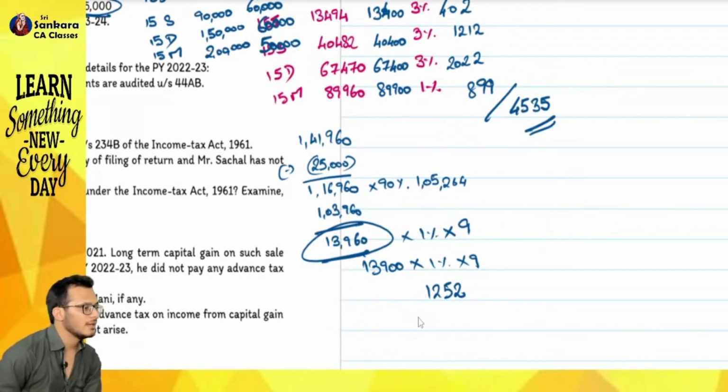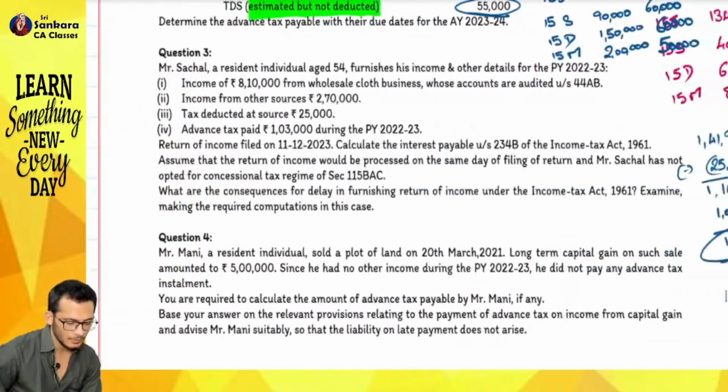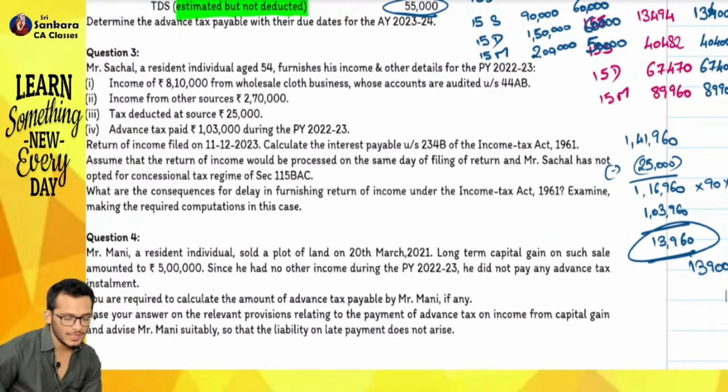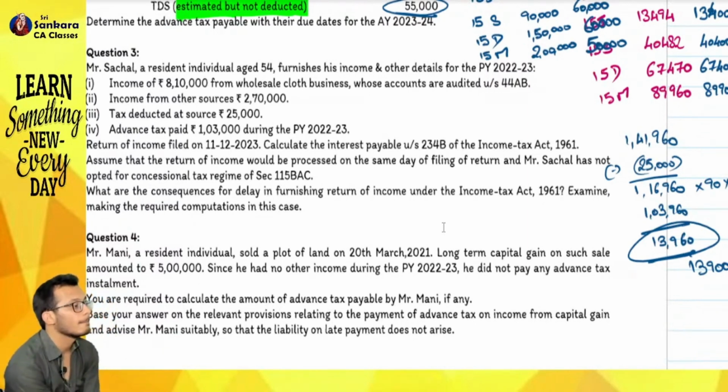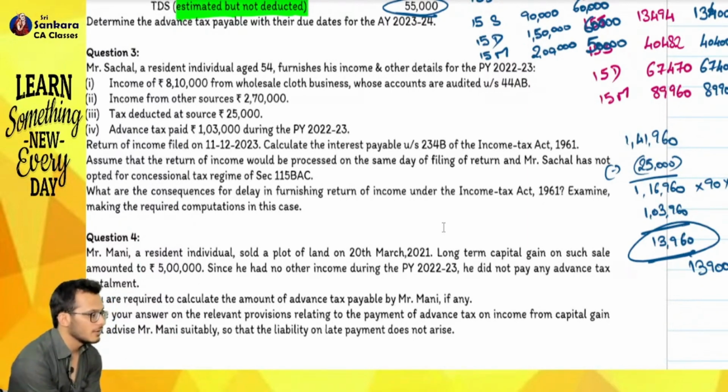Okay. What is the calculated interest under 234B? 125152, whatever it is. Okay. What are the consequences of delay in furnishing return of income under Income Tax Act? You will get a late filing fee. Next. You will levy something called as 234A.